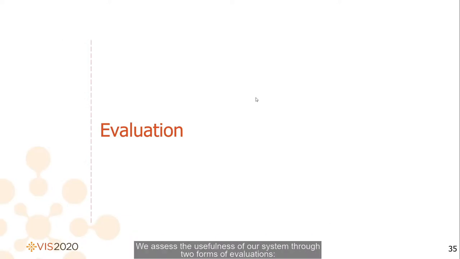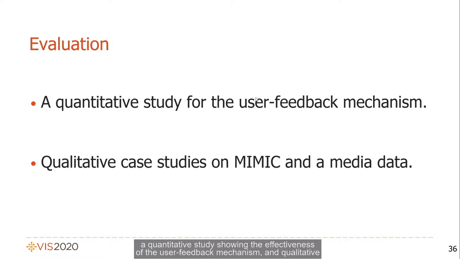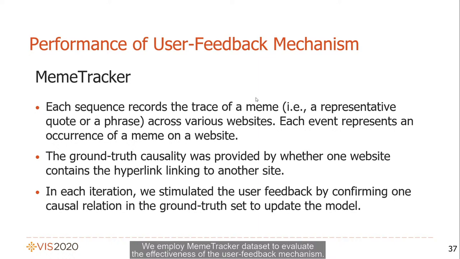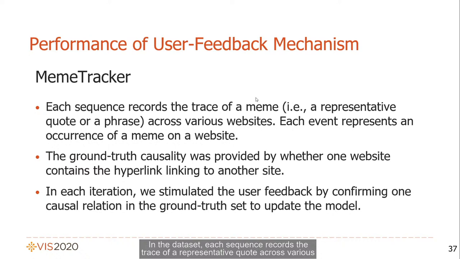We assess the usefulness of our system through two forms of evaluation: a quantitative study showing the effectiveness of the user feedback mechanism, and a qualitative case study demonstrating the usefulness of the system. We employ a MemeTracker dataset to evaluate the effectiveness of the user feedback mechanism. In the dataset, each sequence records the trends of a representative quote across the website, and each event presents an occurrence of a quote on a website. The ground truth causality was provided by whether one website contained a hyperlink linking to another site.